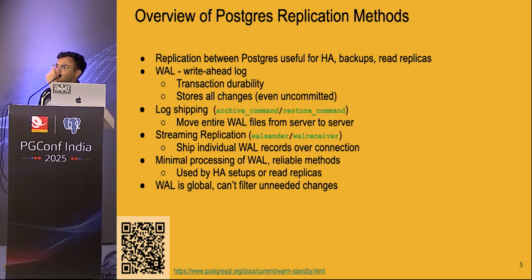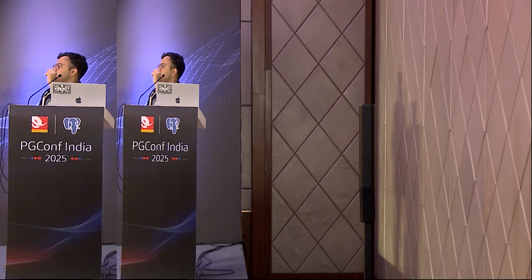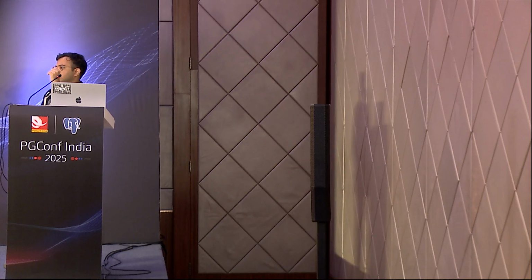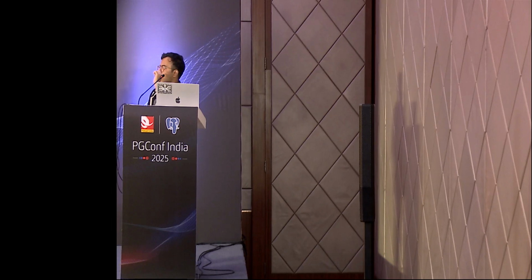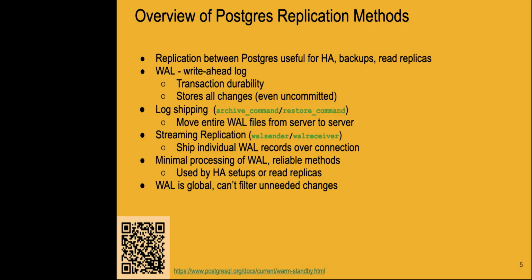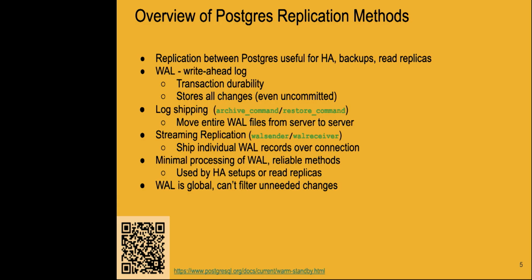The first method, which is the oldest one, is called log shipping, which is basically a way that entire WAL files are moved from server to server. So if there's a WAL file on the source, we just move the entire file to the destination, and that's how the replication of data is done. We just move the files over. And a slightly newer method is called streaming replication. This method takes individual WAL records, so bits of write ahead log, and moves them to the destination over a connection between the source and target. So it's a slightly more advanced version of log shipping.